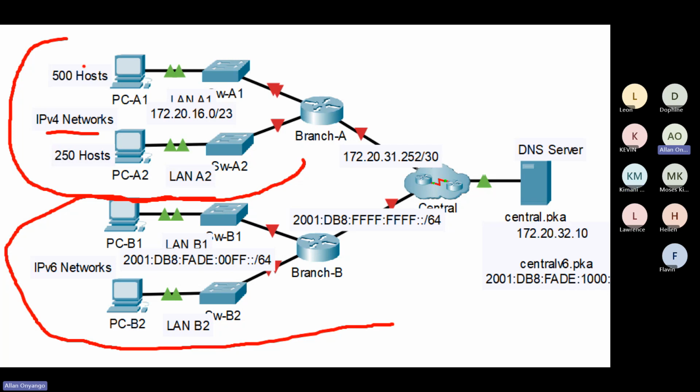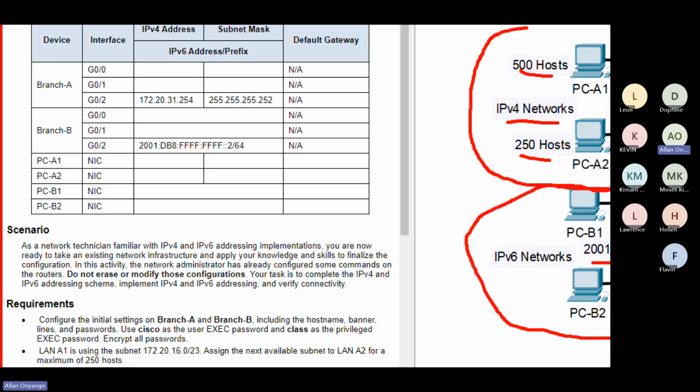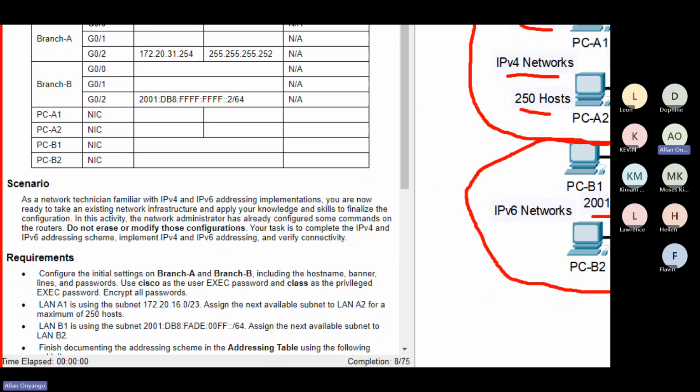So we are going to subnet the IPv4 network. We are told that the first network is having 500 hosts. The second is having 250 hosts. For this other side, we're given this network here for this LAN here. And this second LAN is supposed to use the next available address. Anyway, let me take you to the question very fast so that we are good to go.